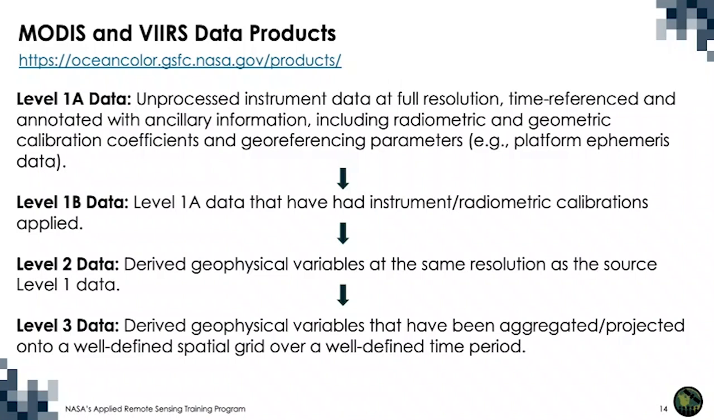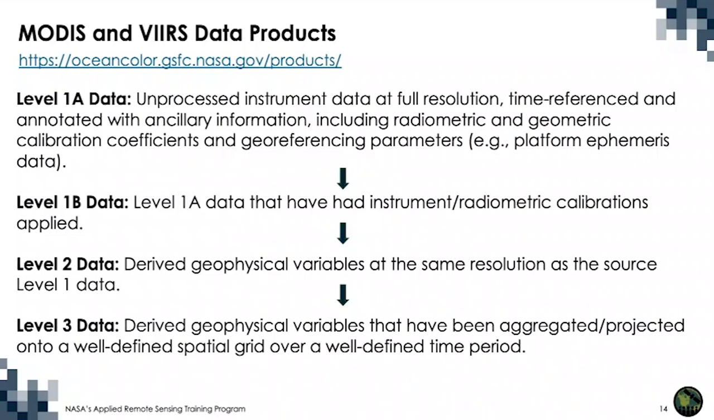Level 1B data are level 1A data that have had instrument radiometric calibration applied. So these are calibrated level 1A data. Level 2 data are derived geophysical variables at the same resolution as the source level 1 data. For example, remote sensing reflectance, chlorophyll concentration, etc. are level 2 data.